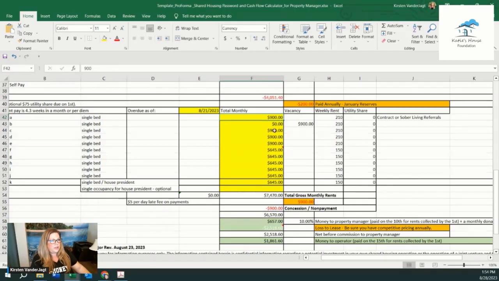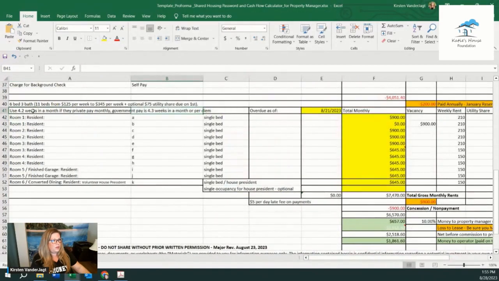Okay, so looking here, 900, here's a vacancy just for example purposes. 900, 900, 900. Utility share I didn't have in here, because a lot of times when you work with a nonprofit or a government, they're not going to pay you a utility share. You just have to add that to your weekly or to your monthly. And then also, use 4.2 weeks in a month if they private pay versus weekly pay.